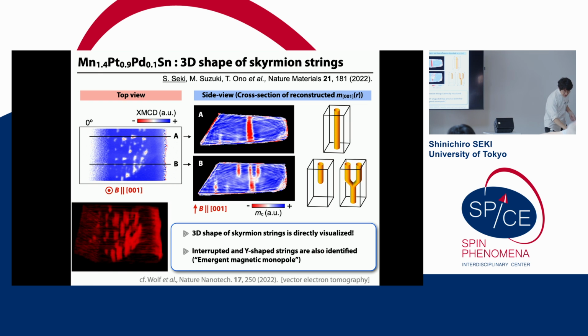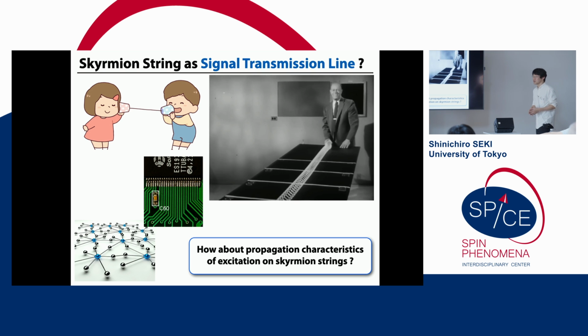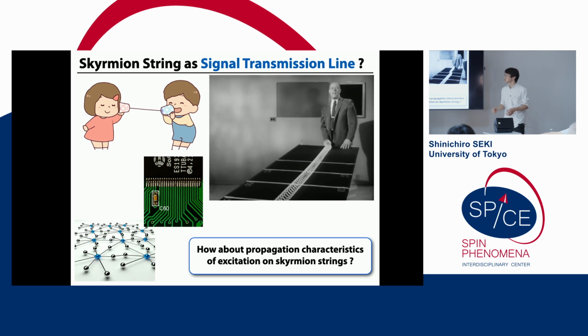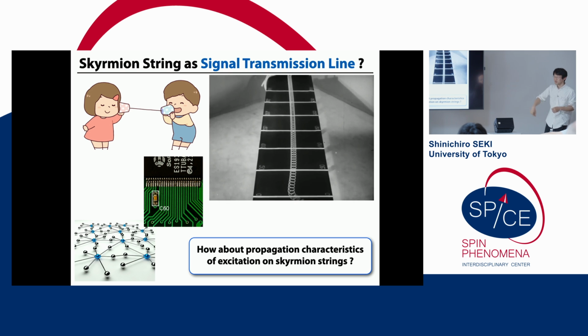And once such a string-like object is identified, the next important question is what kind of function can be expected from such a string-like object. Naively thinking, when we make some vibration on a string, this vibration should propagate through the string path.